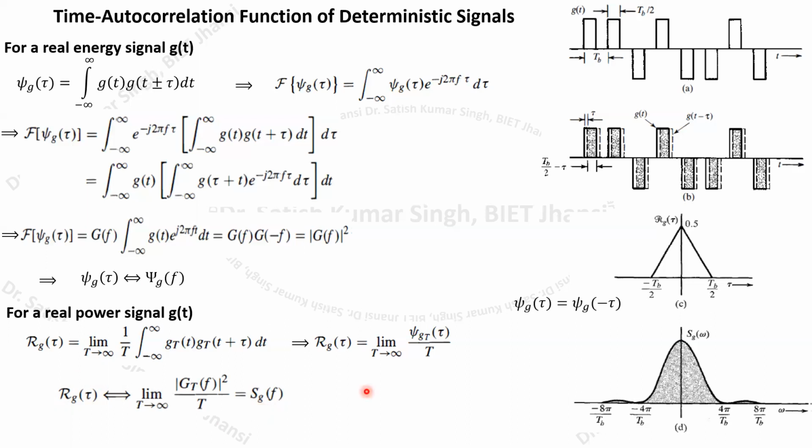So here you can see this graph. Here we have this particular autocorrelation function for this given waveform. Because it is a triangular waveform, if you calculate the Fourier transform of this function, you are going to get this type of sinc function. So that you can easily show. So you are going to get this type of sinc function.